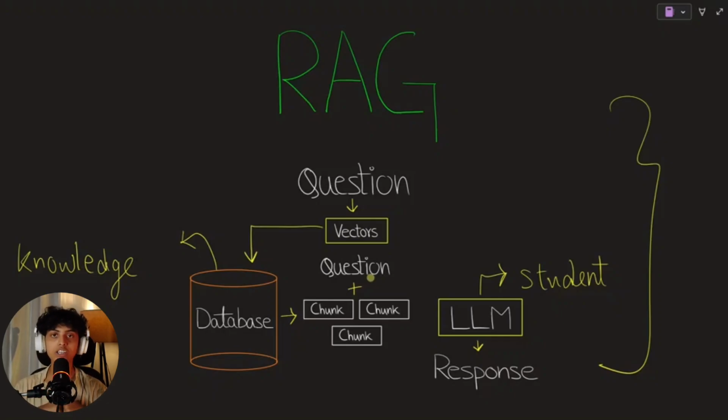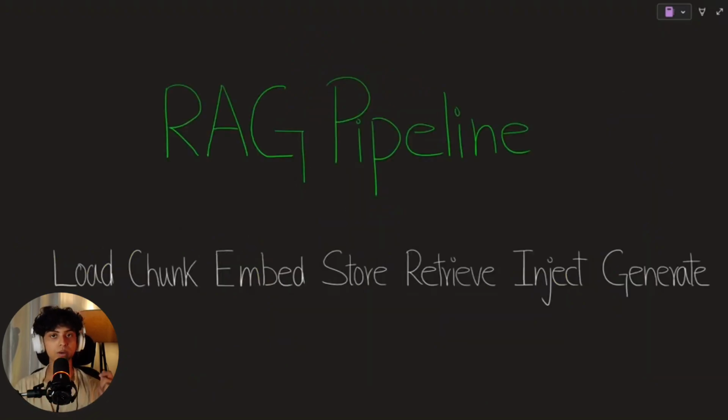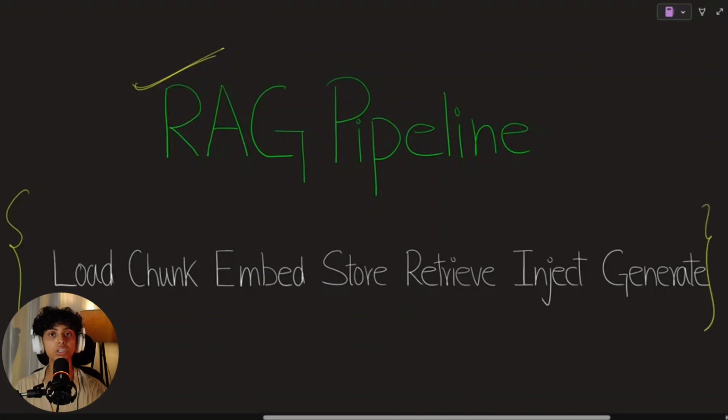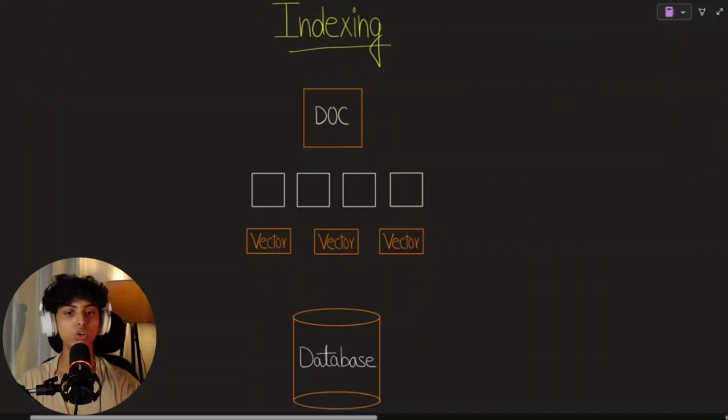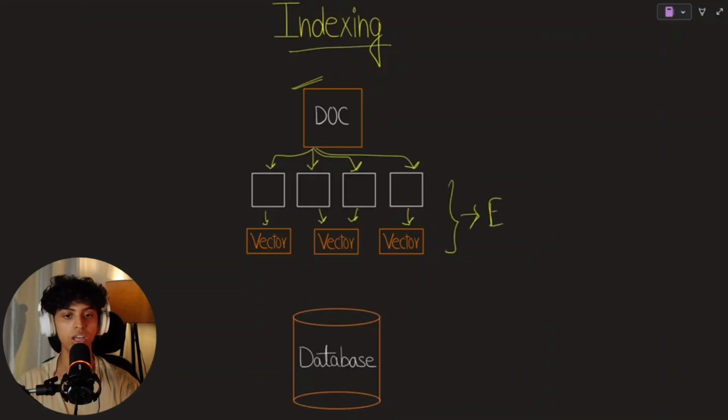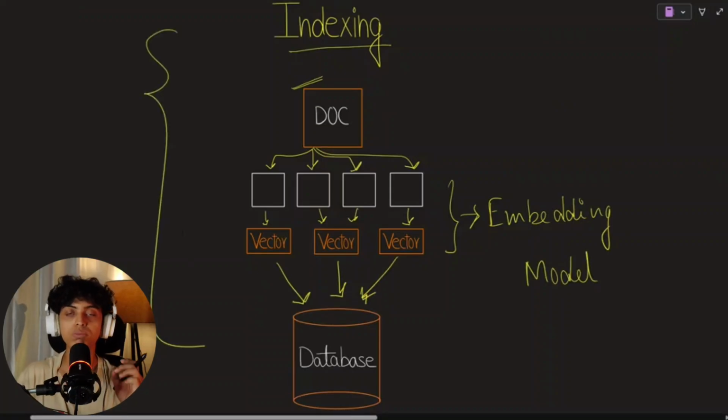Now how does RAG actually work? And before we go step by step, let me give you a quick high-level picture of how RAG works so everything makes sense when we go deeper. So RAG works in two phases. The first phase is indexing. So you take all your documents, break them into smaller chunks, and convert each chunk into a vector using an embedding model and store everything in a vector database. And this happens once before any user asks a question.